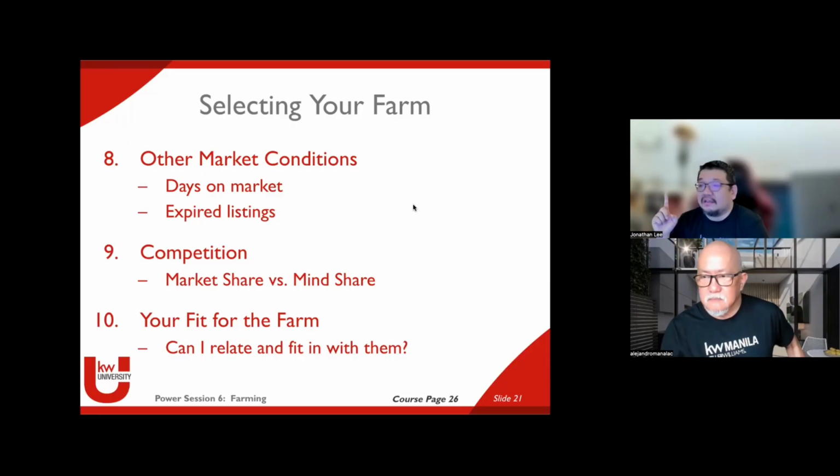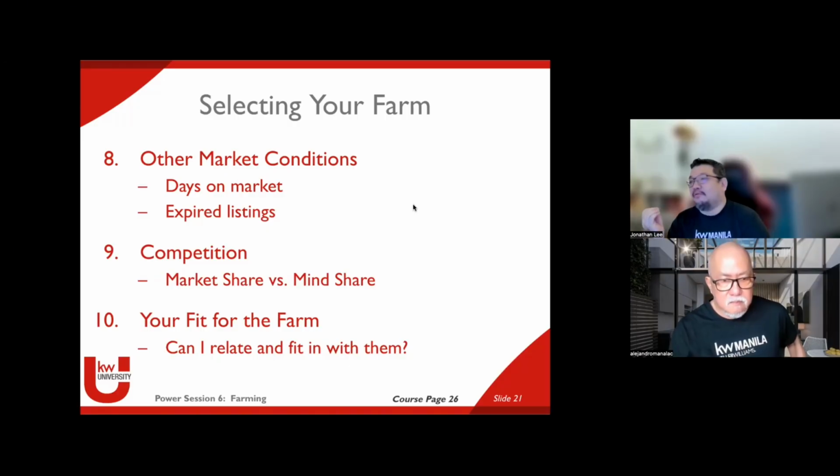Two different things. Are you known as the guy in that market that has a listing that is priced correctly all the time? Or do you attempt to price correctly all the time? Or are you just known as another agent that has a lot of listings? So how does the market know you? How does the market understand you? How do you tell the market your story?